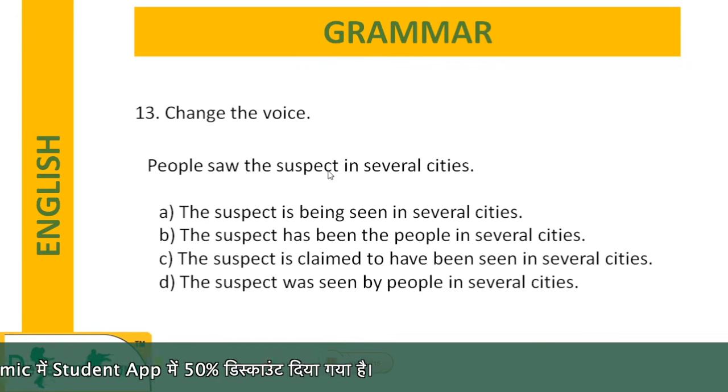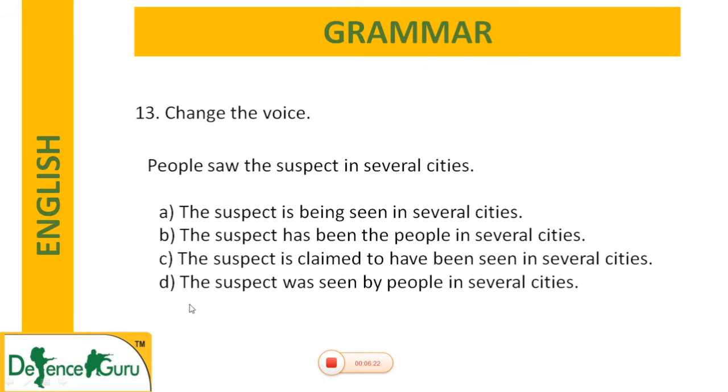The object is the suspect, so you may simply say the suspect was seen by people in several cities. That will be the right option. So here option D is correct.